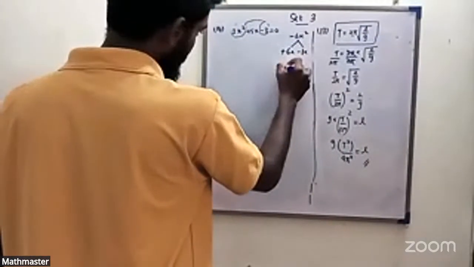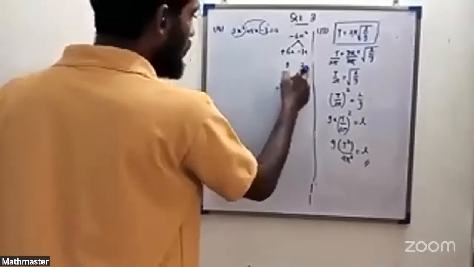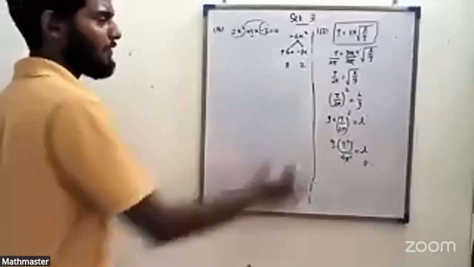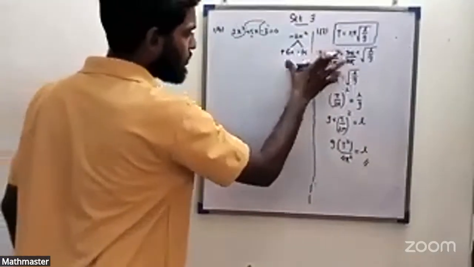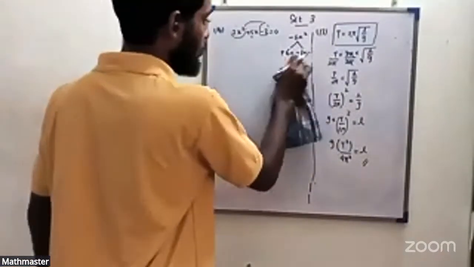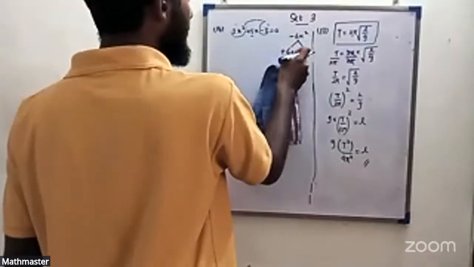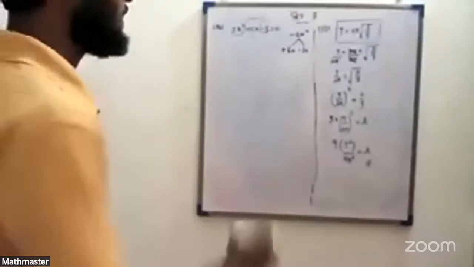You can take 3 and 2 also, but you will get the multiple of 6x squared, but you won't get this factor. Therefore, it's not possible to take 3 and 2. That's why I was thinking. So the best two factors are 6 and 1. 6 times 1 is 6, 6 minus 1 is 5. So the best one is that, right?